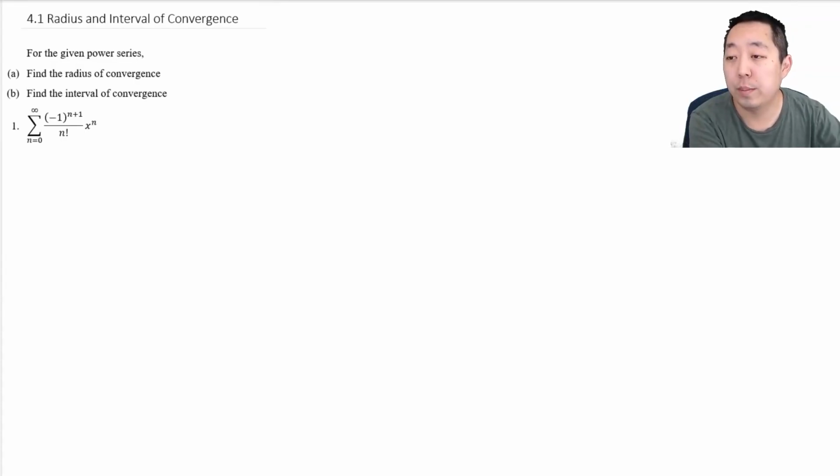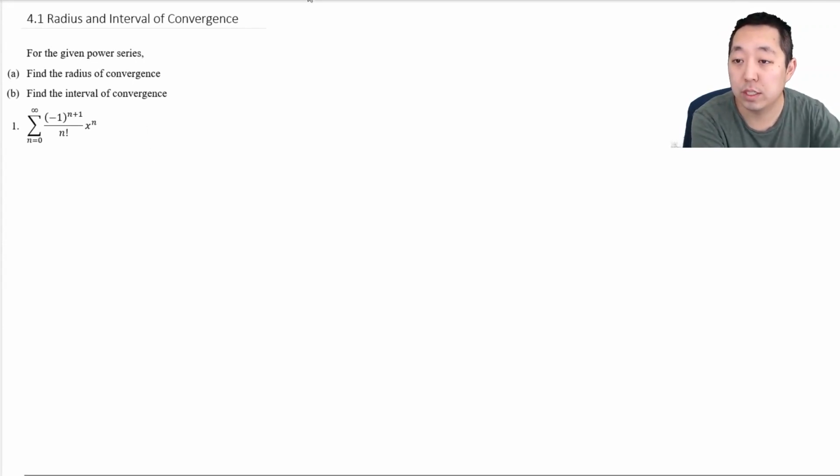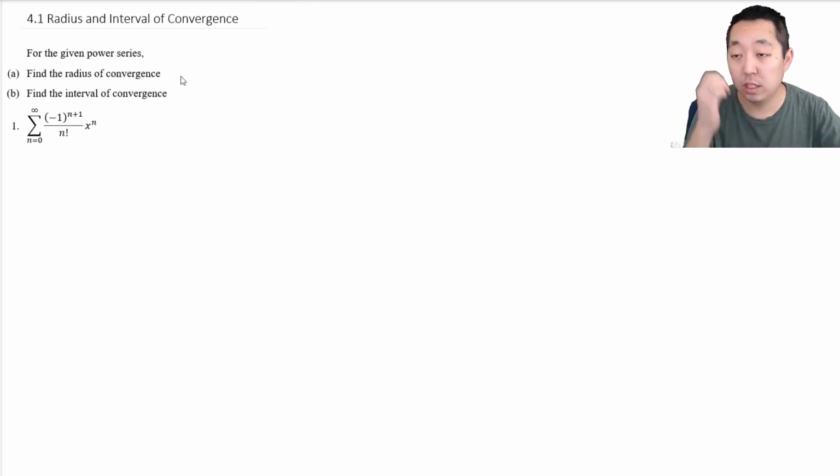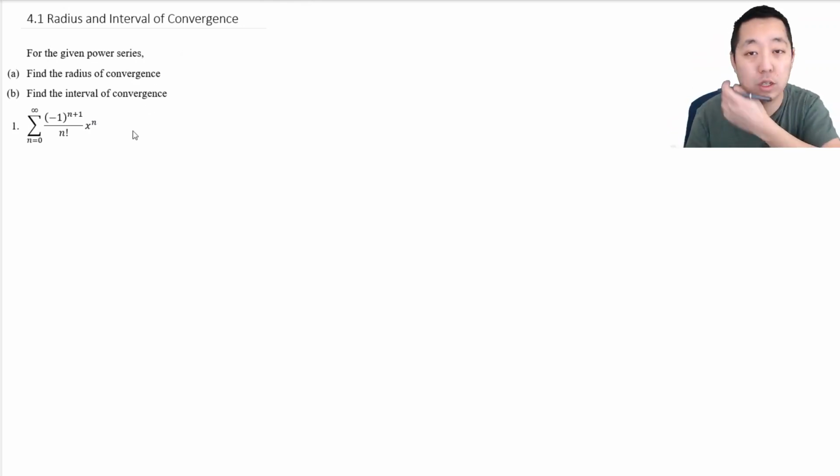Now we're going to be looking at radius and interval of convergence. For the given power series, find the radius of convergence and find the interval of convergence. In general, for both of these, you have to start off with using the ratio test. Sometimes, very rarely, you'll use the root test to find the interval of convergence. But for the most part, you're going to use the ratio test.